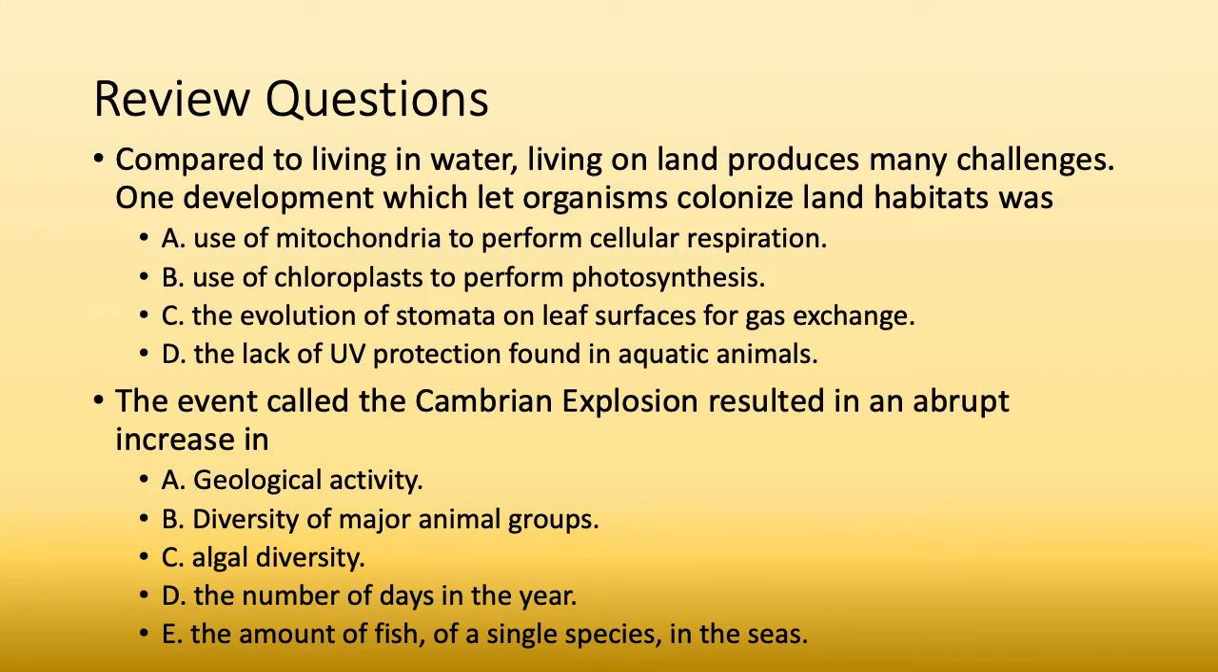Okay, review questions. Compared to living in water, living on land produces many challenges. One development which led organisms to colonize land habitats was, this one we didn't talk about, but I'm sure you could figure it out. Almost all living things have mitochondria, so which one of these doesn't fit? Specifically, what's one that's for land? It's either B or C. Now, there are aquatic plants, so they probably have chloroplasts. So it's C. Stomata are the tiny little openings for gas exchange. Yeah, leaves. Yes. The event called the Cambrian Explosion resulted in an abrupt increase in B, diversity of major animal groups.